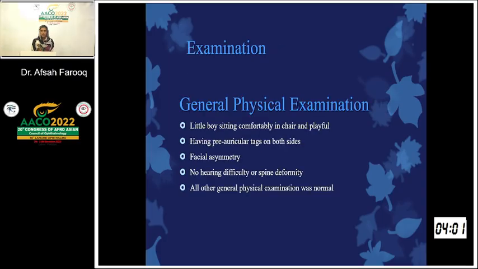While doing the general physical examination, the little boy was sitting comfortably in the chair and he was playful. He had preauricular tags on both sides and there was facial asymmetry noted, more on the left side. No hearing difficulty or spine deformity was noted and the rest of the general physical examination was normal.